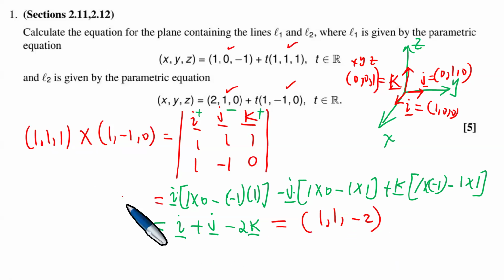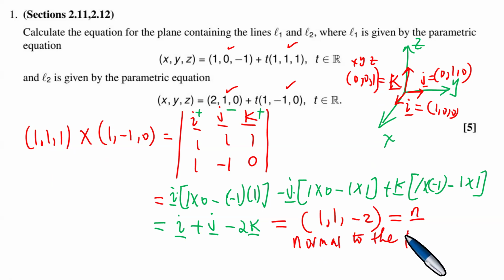Now we have found that this one here is our normal, and in this module we write it as n with a bar at the bottom, a normal to the plane. How do we know? Because we took two vectors that are parallel to the plane, and if you cross them, you get a vector that is perpendicular to the plane. That is how we find normals to the plane.